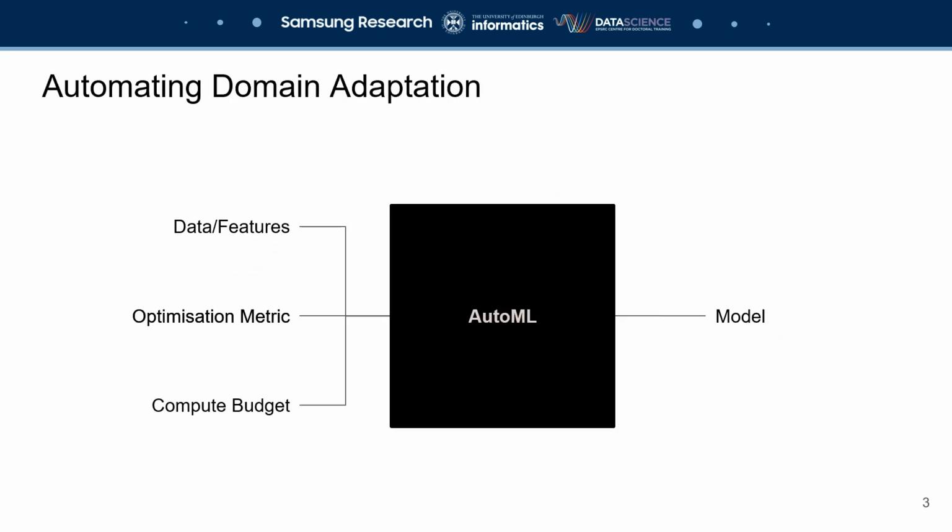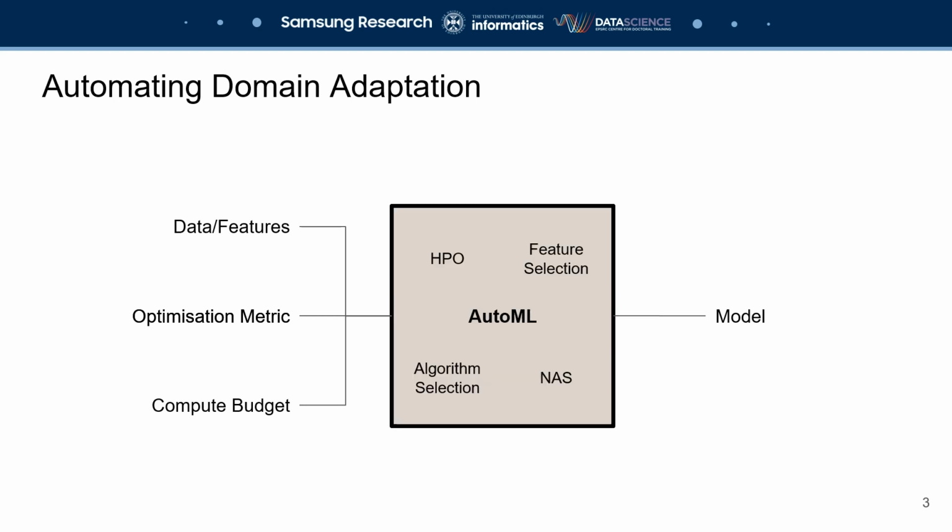Our goal is to bring domain adaptation closer to the AutoML community by automating the pipeline. Such a pipeline might consist of a dataset or features being fed into an AutoML black box, along with an optimization metric and a compute budget. Inside the black box, we may find hyperparameter or neural architecture search, among other things.